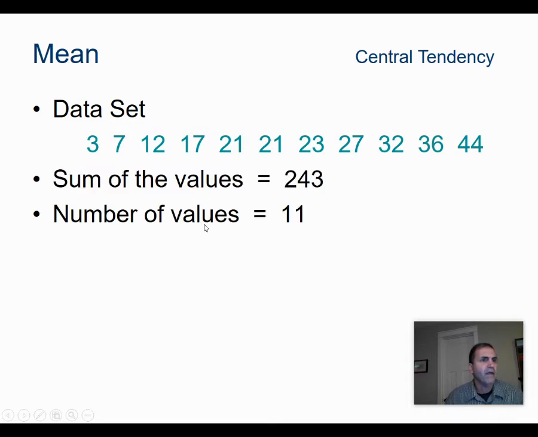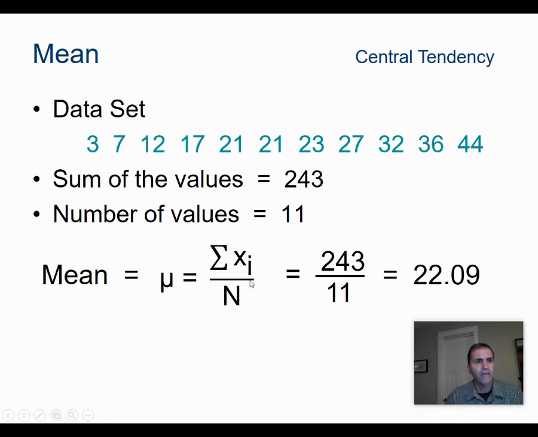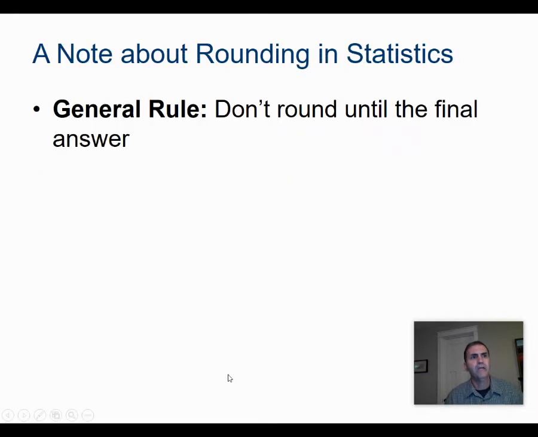Okay. If we add up all the values, we get this. The total number of values that there are is 11. So we added all of them up, got this number, n is 11. We end up with this value. Now, rounding matters. We're going to talk about that in just a moment.